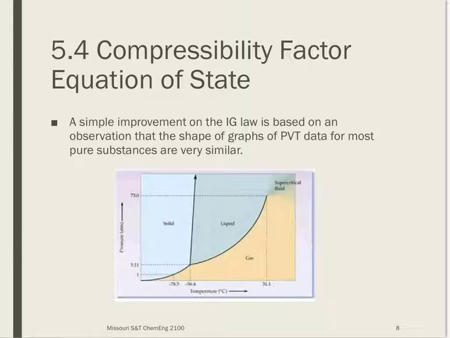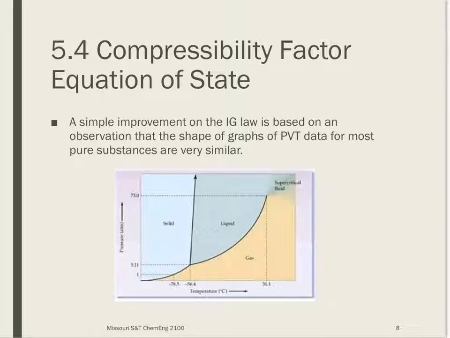Let's talk then about another equation of state briefly. The compressibility factor equation of state is a really simple improvement on the ideal gas law. It's also going to relate PV over T, but it's going to take into account this observation that all the chemicals have kind of similar patterns to the data.